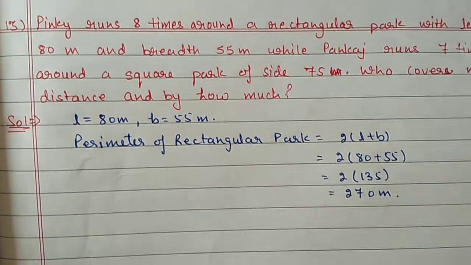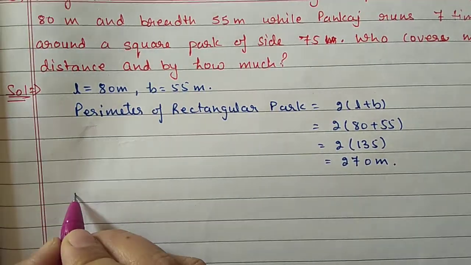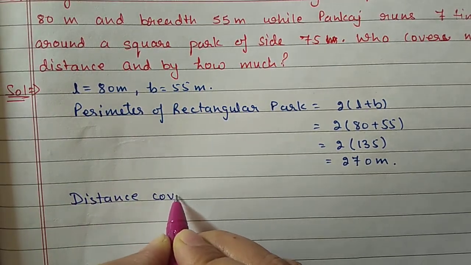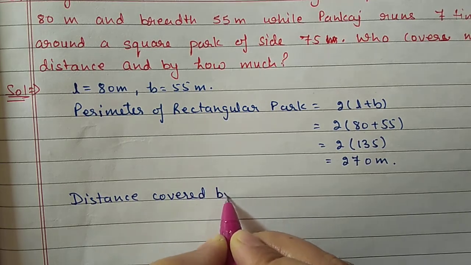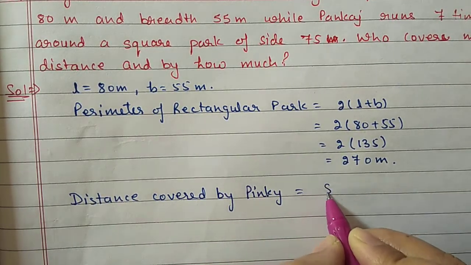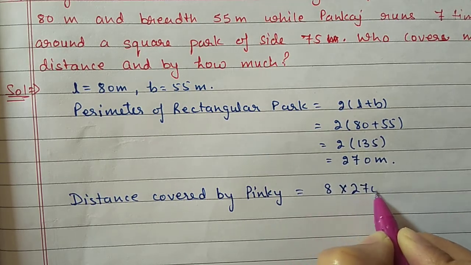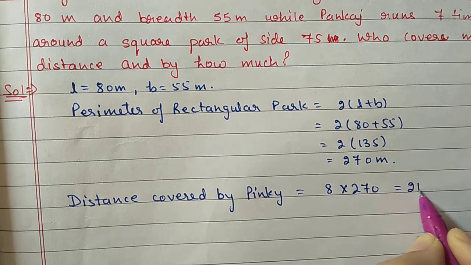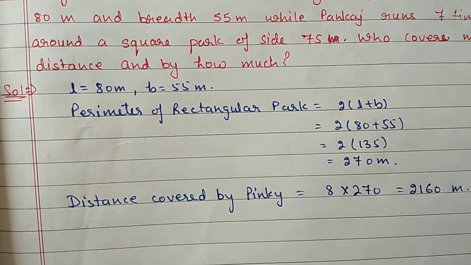And she is taking 8 rounds. So distance covered by Pinky is equal to 8 into 270. One round is equal to 270 meters. So 8 into 270 is equal to 2160 meter.